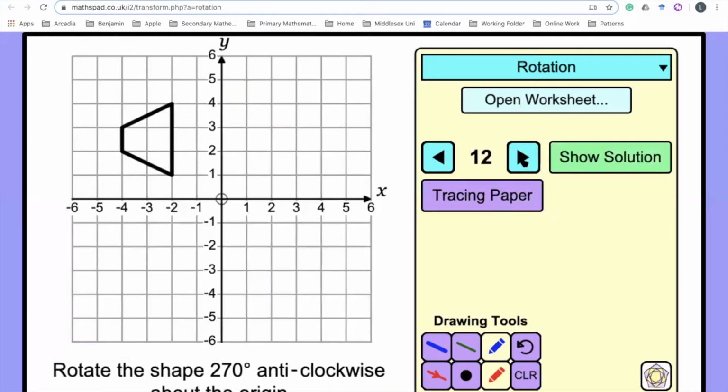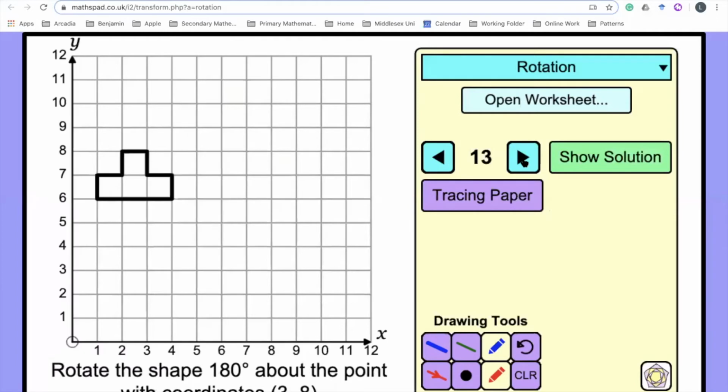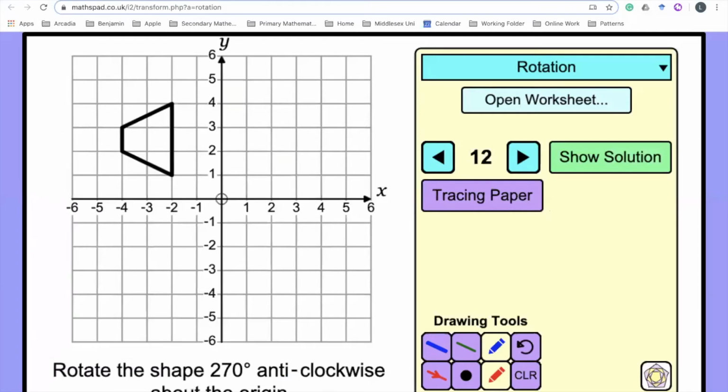Okay, let's try another one. Okay, oh, hold on. This is a good one. It asks you to rotate the shape anti-clockwise, 270 degrees about the origin. Can anyone, Naya, I'll do another example in 1 minute. Can anyone tell me what the origin is? What is the origin? Because it doesn't actually give me a coordinate here.